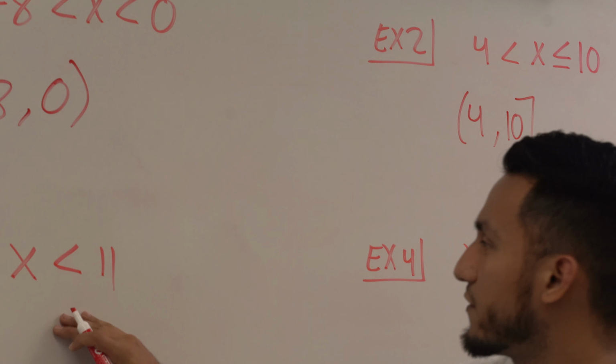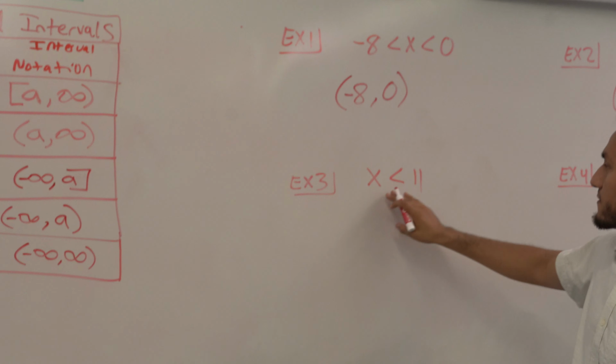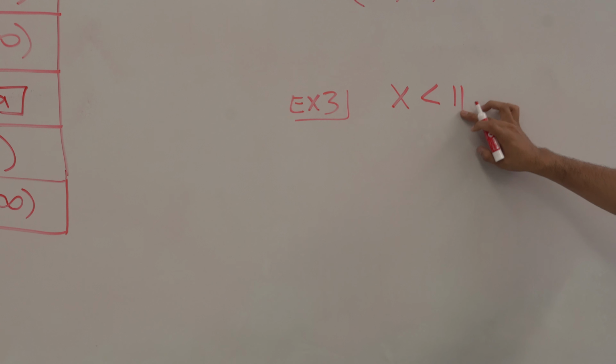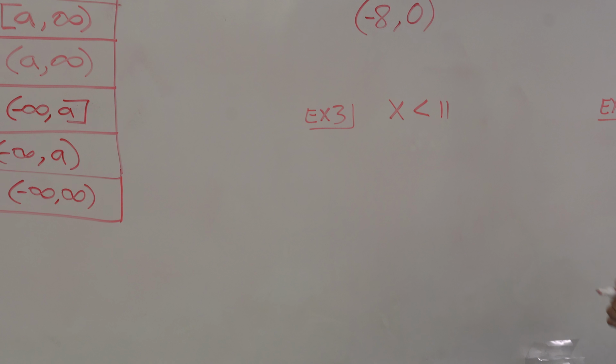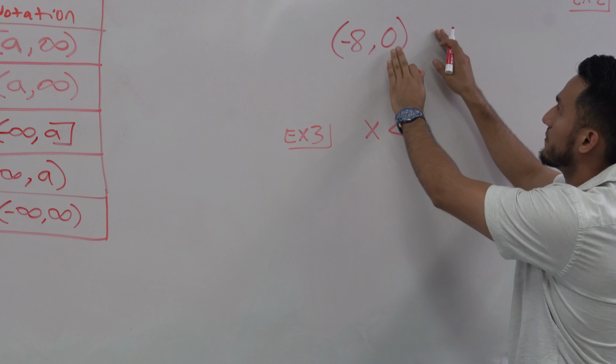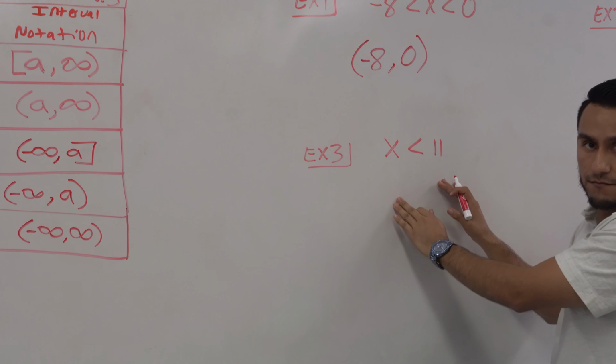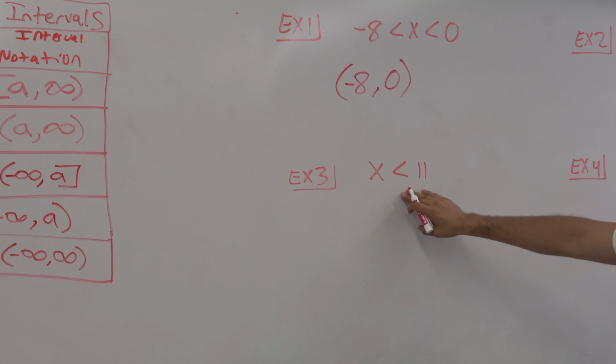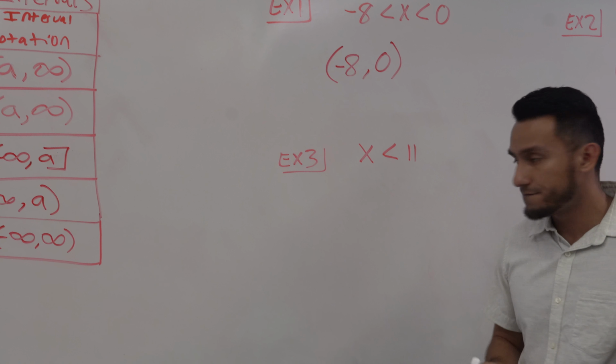Let's look at example number 3. x is less than 11. So what that means is that it's an unbounded interval. The previous one was bounded. This one's unbounded. So because it's unbounded, we're going to have an infinity somewhere.